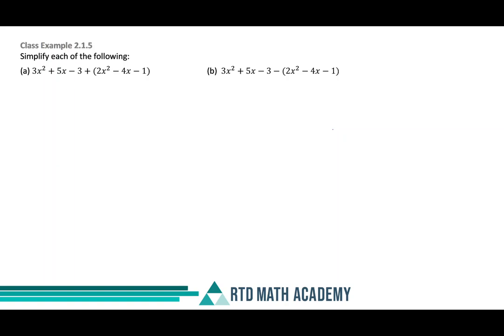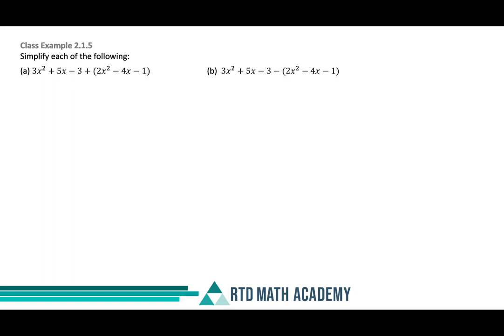Class example 2.1.5, simplify each of the following. So this is a bit of a review, but I think it's an important review, particularly in question B when we're looking at that negative sign. So we're in a polynomials unit and we already know what like terms are. We actually mentioned this in chapter 1. Like terms are terms that have the exact same variable and the exact same quantity of that variable. In other words, it means it has the exact same exponent.